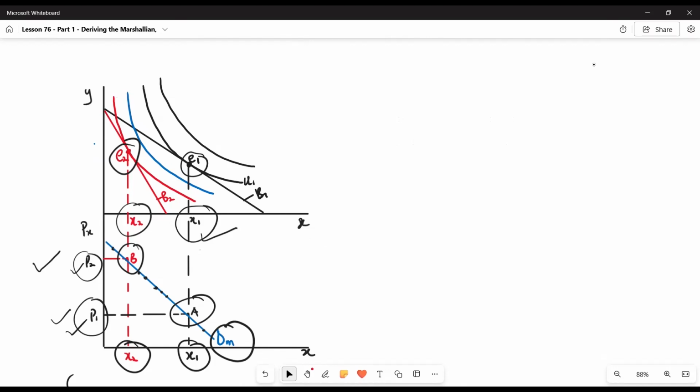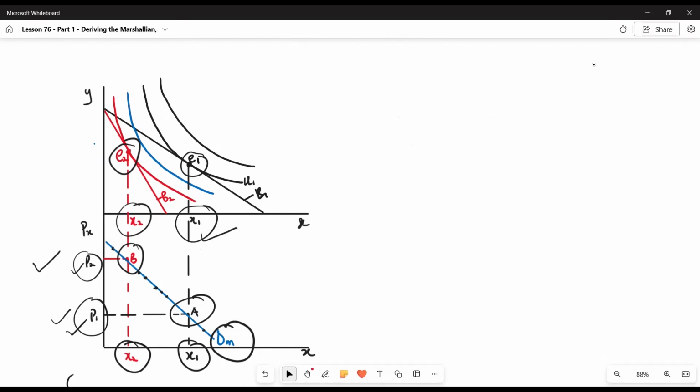One thing we have to note here is that this demand curve includes both the substitution and the income effect. So any change in demand as a result of a price change is a result of both the substitution and the income effect.